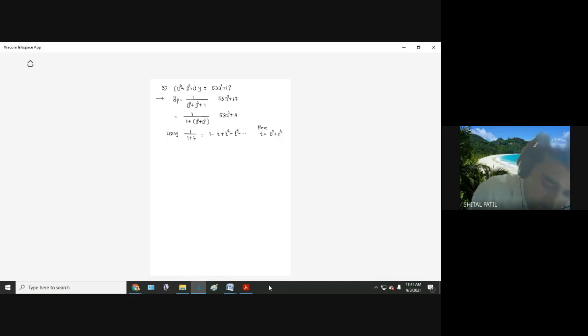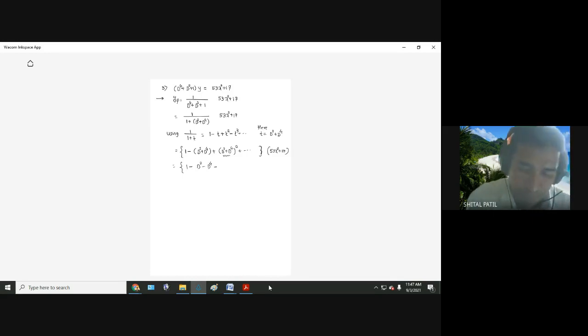Previously we had a single term only. Now there is a small change. So 1 minus t, t square, D square plus D raised to 4 whole square, and so on, to be operated on 53x square plus 17. 1 minus D square minus D raised to 4.